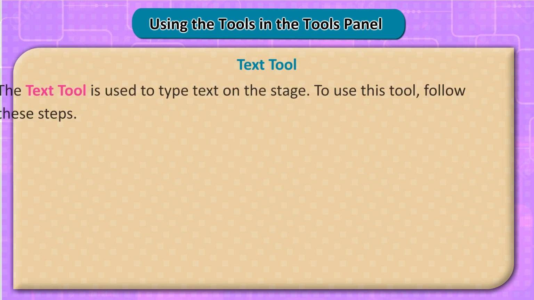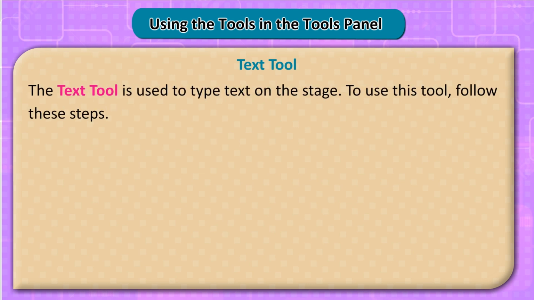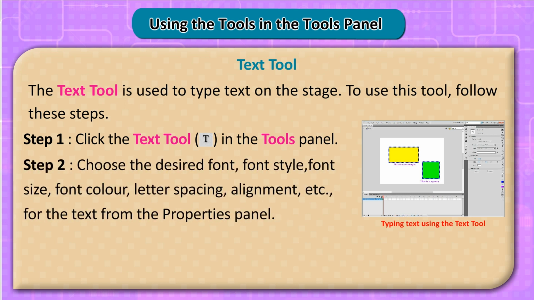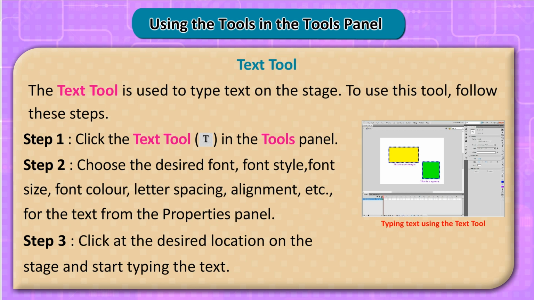Text tool. The Text tool is used to type text on the stage. To use this tool, follow these steps. Step 1. Click the Text tool in the Tools panel. Step 2. Choose the desired font, font style, font size, font color, letter spacing, alignment, etc. for the text from the Properties panel. Step 3. Click at the desired location on the stage and start typing the text.